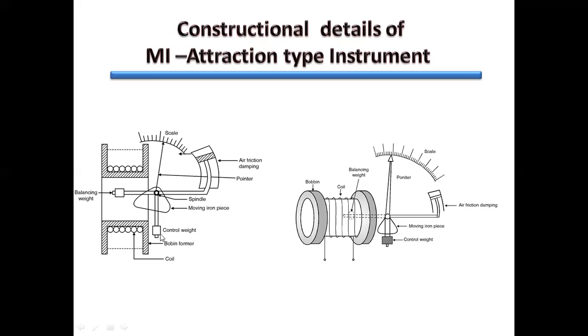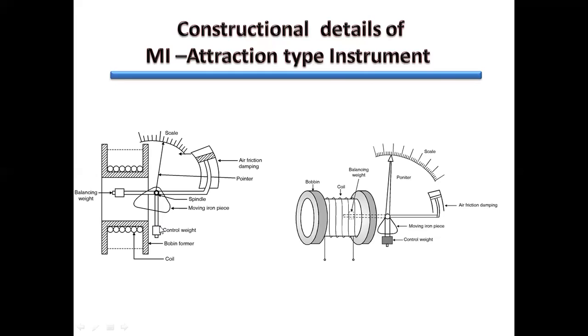So a control weight is attached to this assembly, which consists of two rods arranged at right angles to each other. The control weight is attached at the end of this rod, and a balance weight is attached at the end of second rod. This balance weight is for mechanical balancing of the instrument. If this pointer is not showing you 0 when the instrument is not functioning, you have to adjust this balance weight so that the pointer rests to 0 when the instrument is not functioning. So this is for 0 adjustment in short.